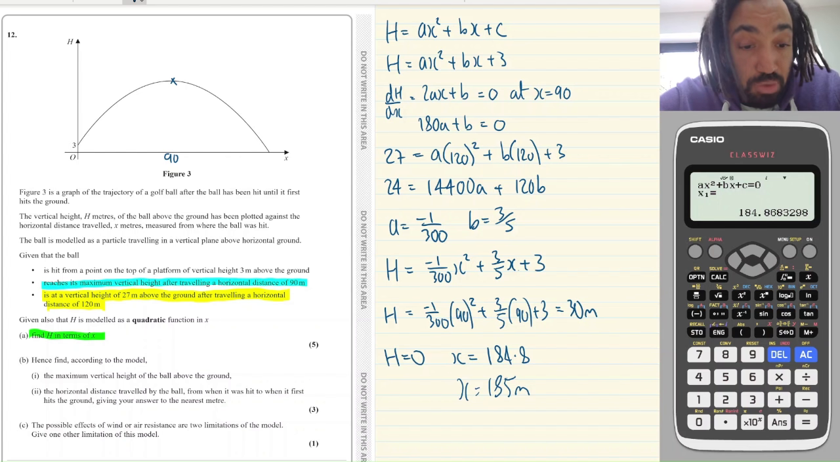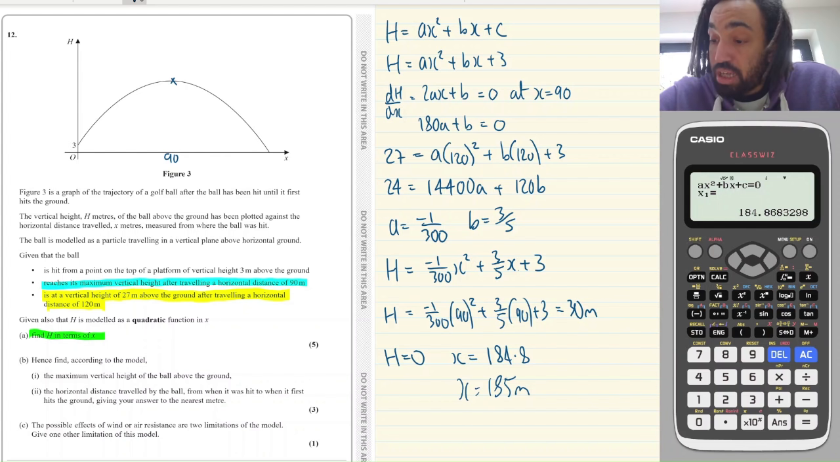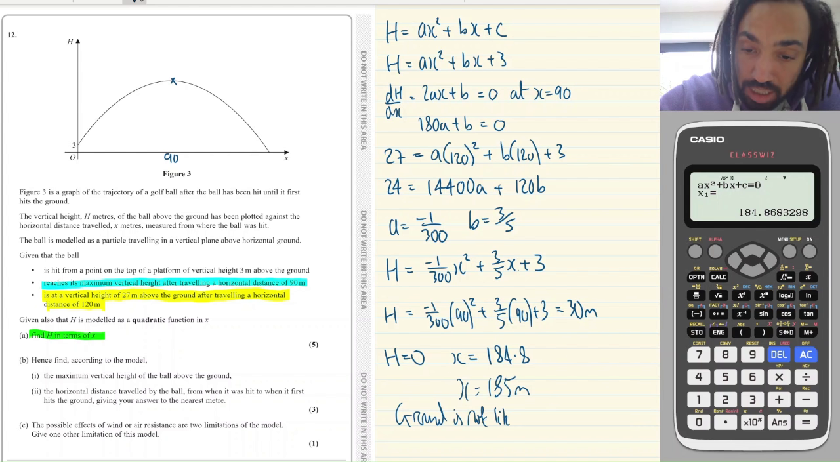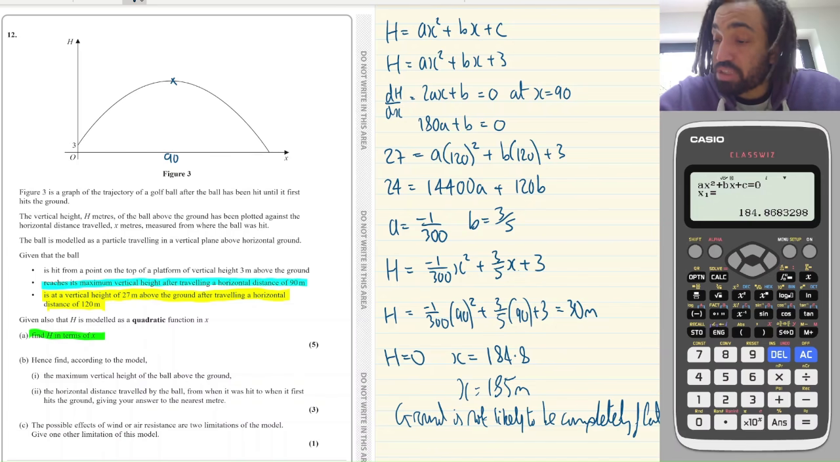And it says the possible effects of wind or air resistance are two limitations on the model. Give another one. You could say that the ground is not likely to be horizontal, so the ground is not likely to be completely flat. You could also say that the ball is unlikely to be modelled as a particle. So the ball might spin and it might itself have distance, width and height, for example.